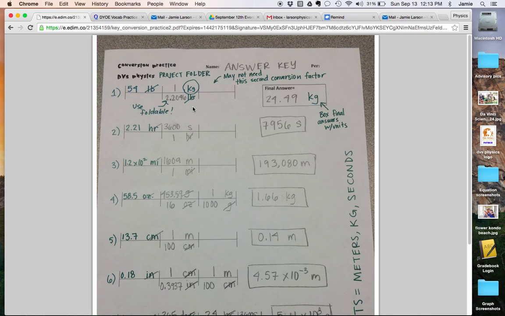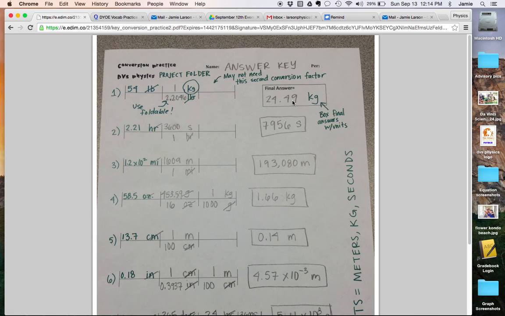So I look in my foldable and I found that 2.2046 pounds are in 1 kilogram. So in this case, we're going to multiply across 54 times 1 and then divide by 2.2046. Our final answer over here would be 24.49 kilograms, rounding to the nearest hundredth place, 2 spots after the decimal point.